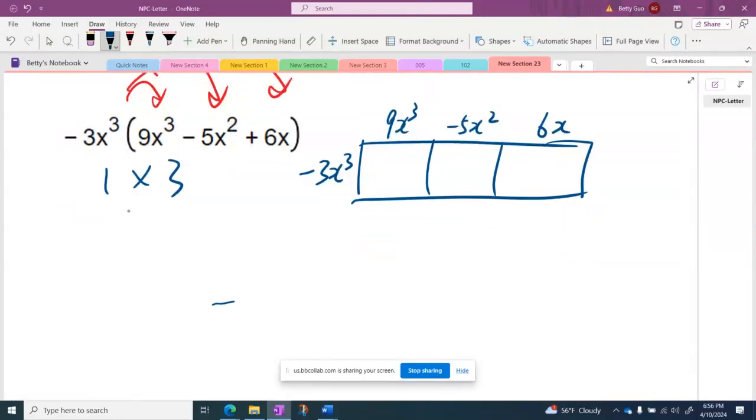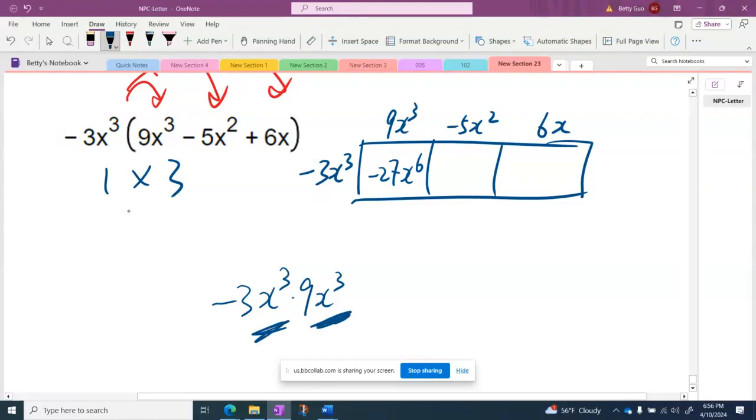Row 1, column 1, negative 3x cubed times 9x cubed. Negative 3 times 9, negative 27. x cubed times x cubed, x to the power 6. We have 3 x's here, 3 x's here, so 6 of them. Next cell, we have negative 3x cubed multiplied by negative 5x squared. Negative times negative is positive. 3 times 5 is 15. x cubed times x squared, x to the fifth.